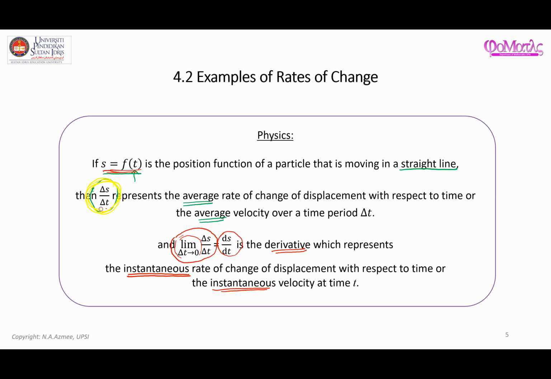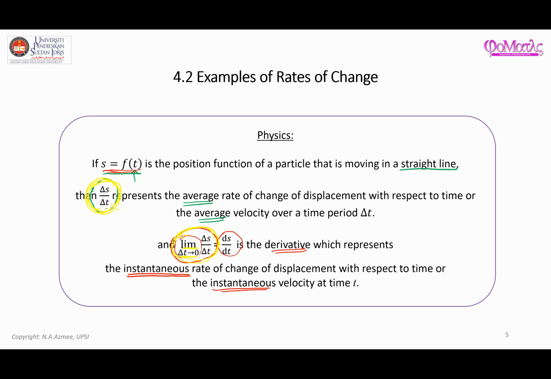So this is delta S over delta T, and on this part we have the additional expression, which has the limit of delta T approaching 0. Those two terms are slightly different in terms of their meanings.